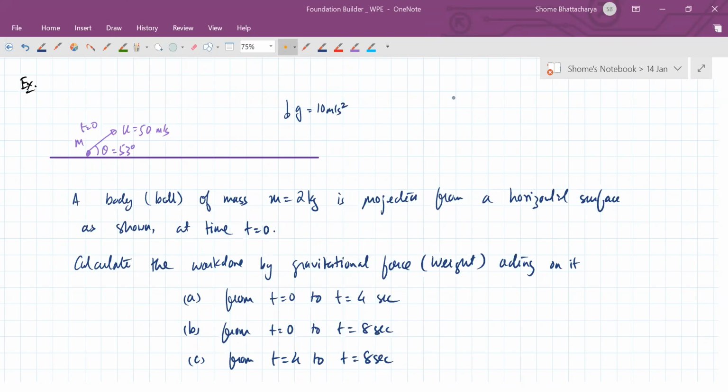So just use your knowledge of projectile motion over here to make sure you understand how you will calculate. As far as work done is concerned, the same formula will be applied: F dot S, where the force we are talking about is the weight. So it is mg acting vertically downwards. The magnitude of the weight is 20 newtons and the direction is vertically downwards. But when you take the dot product with displacement, you have to calculate the displacement for each of those intervals by using these projectile motion concepts.